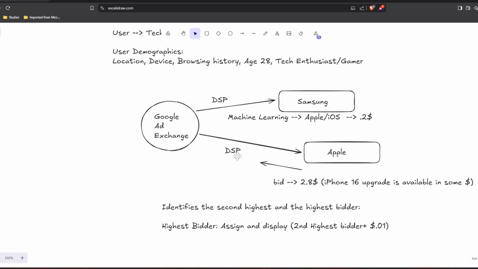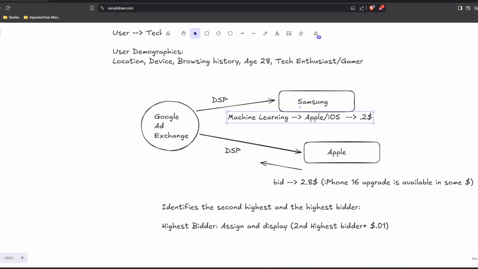So Google Ad Exchange is not going to rob you of the money. Rather, they will see what exactly is the second highest bid, and they will just add 0.01 on top of it. Okay, and this is how the ad is served.